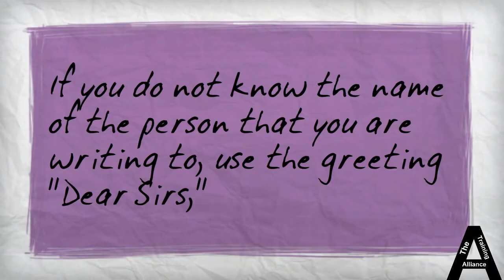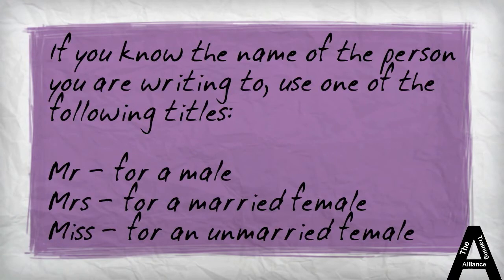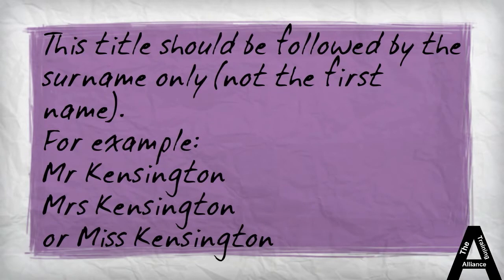If you do not know the name of the person that you are writing to, use the greeting, Dear Sirs. If you know the name of the person you are writing to, use one of the following titles: Mr. for a male, Mrs. for a married female, or Miss for an unmarried female. This title should be followed by the surname only, not the first name. For example, Mr. Kensington, Mrs. Kensington, or Ms. Kensington.